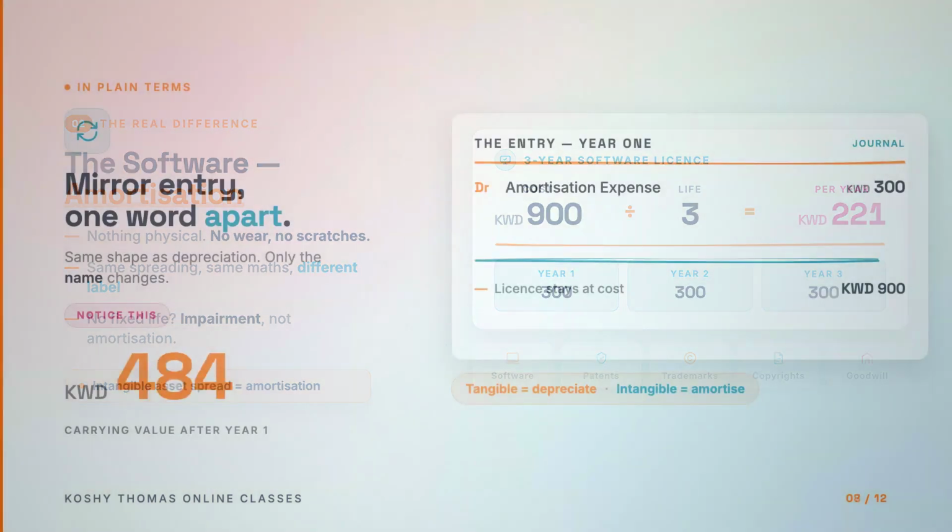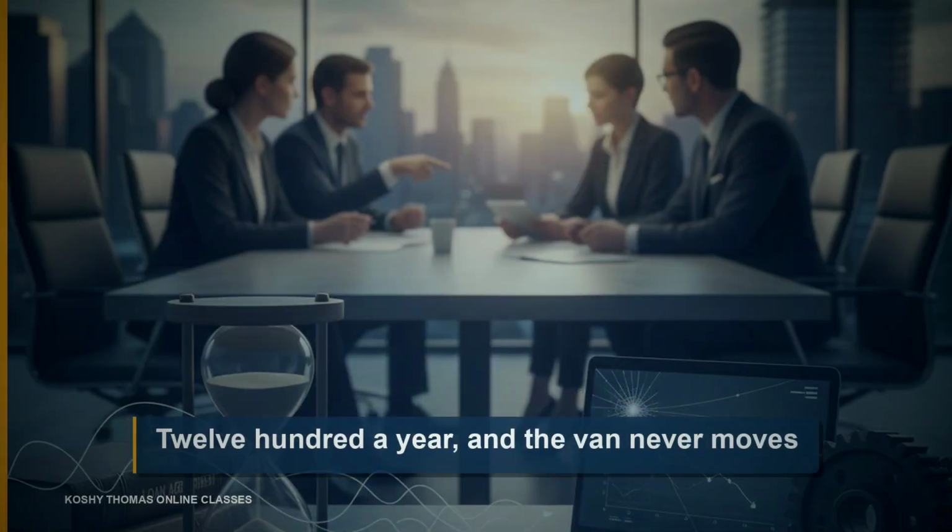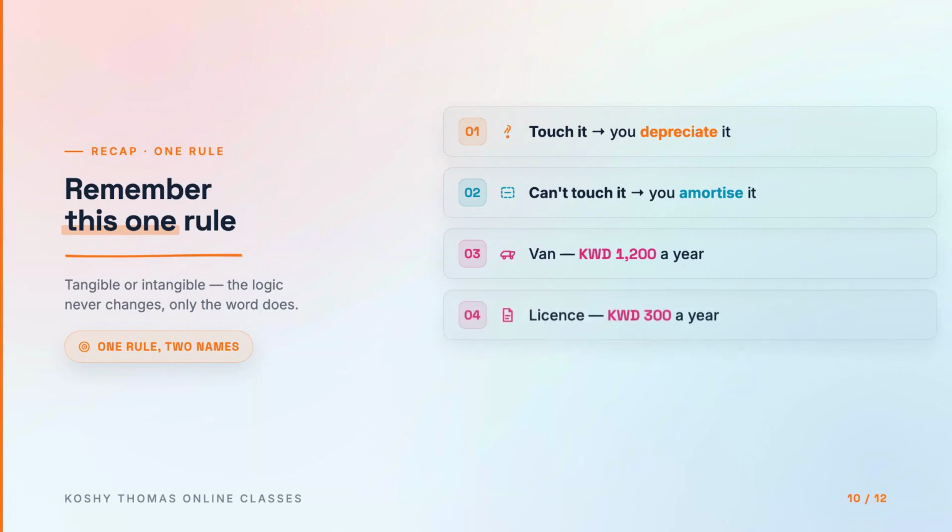The entry mirrors the van almost exactly. Debit amortisation expense, 300. Credit accumulated amortization, 300. See it? The van went down in value, the license went down in value. Same treatment, different words. And in real month-end work, both of these run as standing monthly journals, so nobody forgets them in the closing rush.